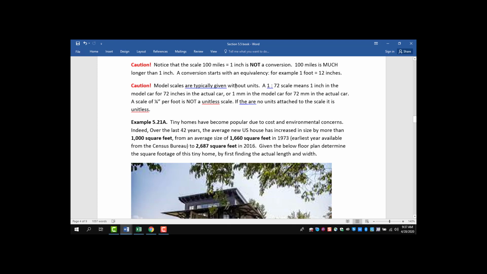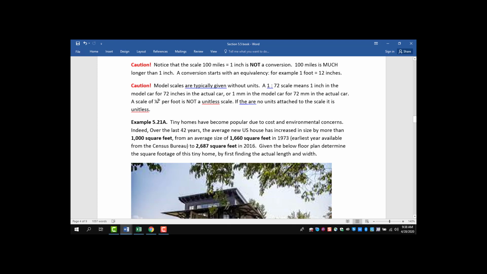Model scales are typically given without units. A 1 to 72 scale means 1 inch, mile, or whatever in the model for the model car, for 72 inches, miles, whatever for the actual car. Obviously, cars aren't going to be miles. But 1 to 72 means you can use any unit, but they have to be the same because they would cancel when you divide, right? 1 millimeter for the model car is 72 millimeters for the actual car. That's a 1 to 72 millimeters, inches.